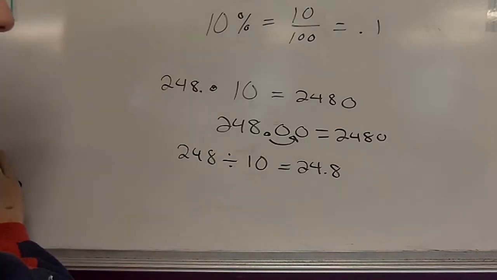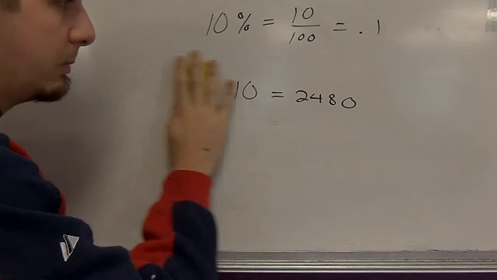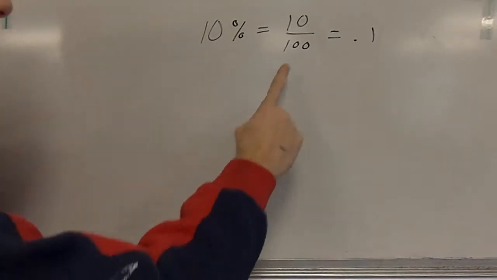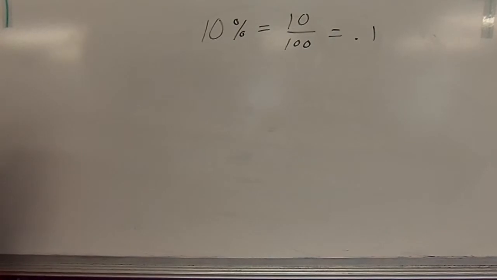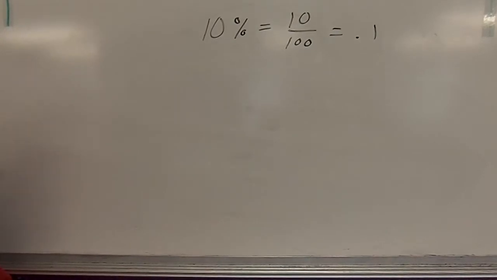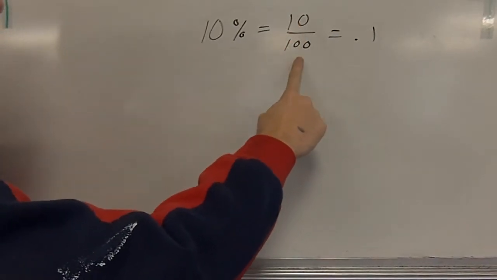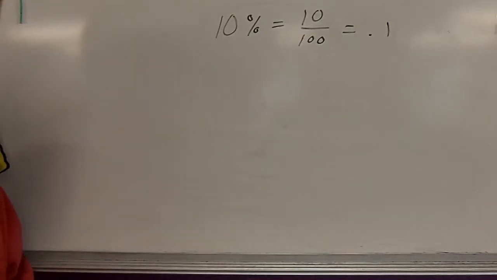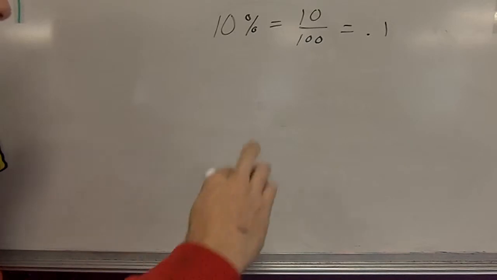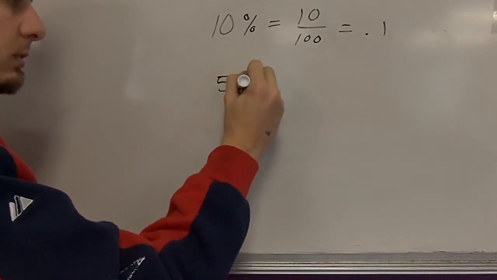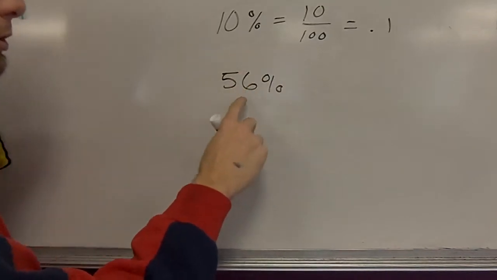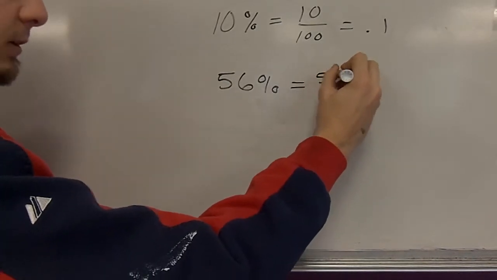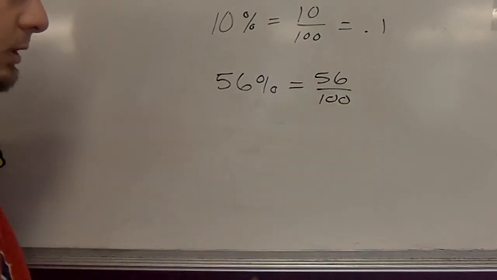Why am I going over this? Because percentages literally mean out of 100. So the fraction here of 10 over 100 literally means 10 divided by 100. So every single percentage is a number divided by 100. That's what a percentage is. So when you see 56%, you are looking at 56 out of 100, or in other words, 56 divided by 100.